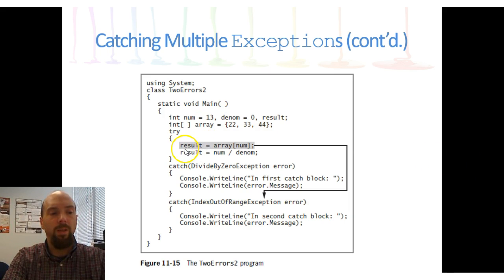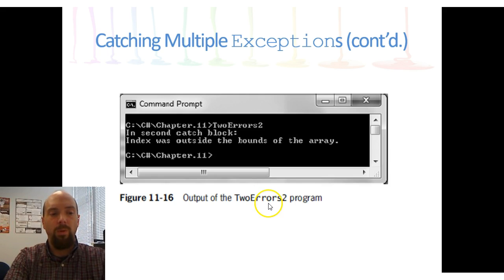But if I change the order of the two commands, if I look at result equals array[num], and num is equal to 13, I have an array here with 3 elements. So I have elements 0, 1, and 2. Those are the only valid indexes. But here we're trying to look at index number 13. This is not a divide by 0 error. This is an out of range exception. So it'll throw this section of code down to the catch block, and this catch block would run. In this case, we would get a message that says the index was out of the bounds of the array.